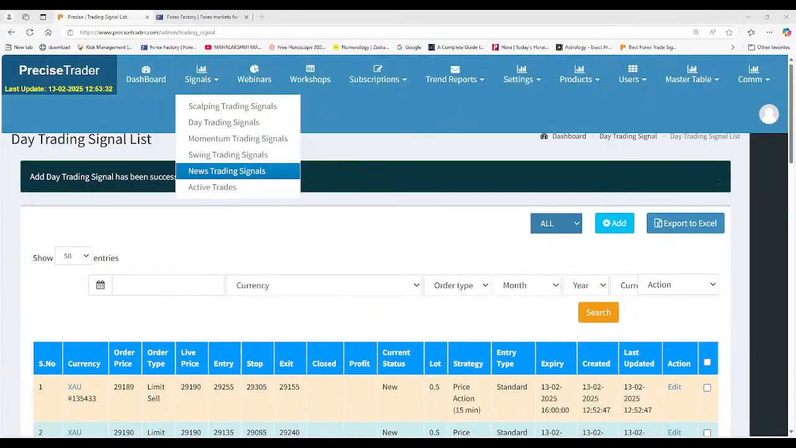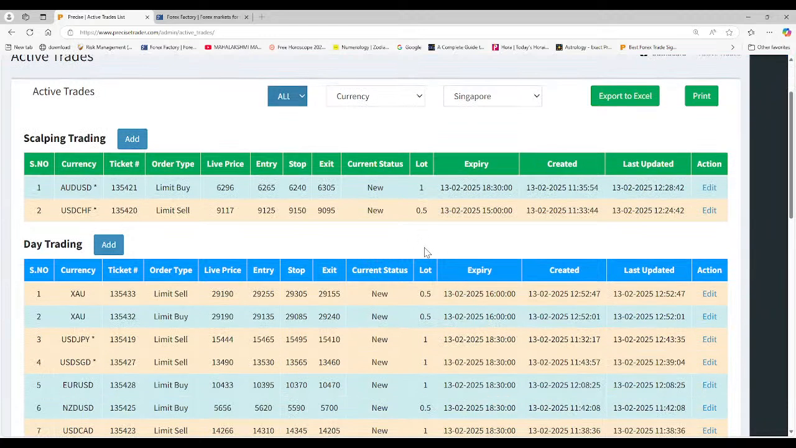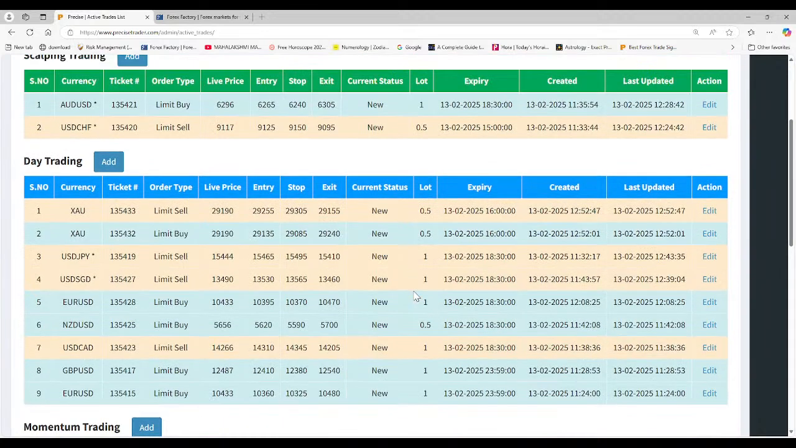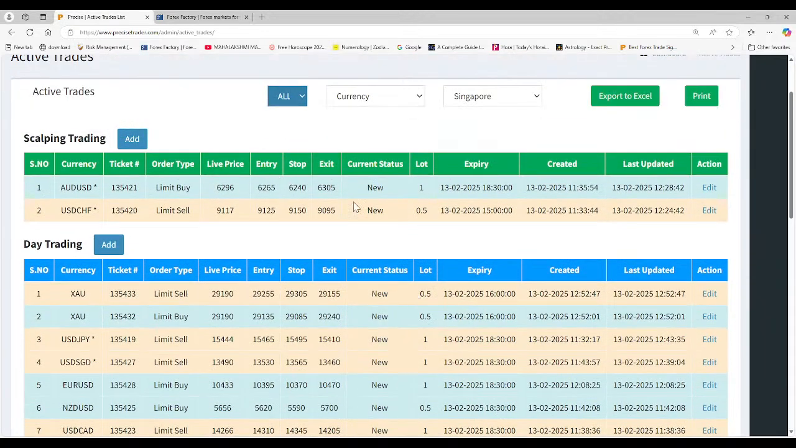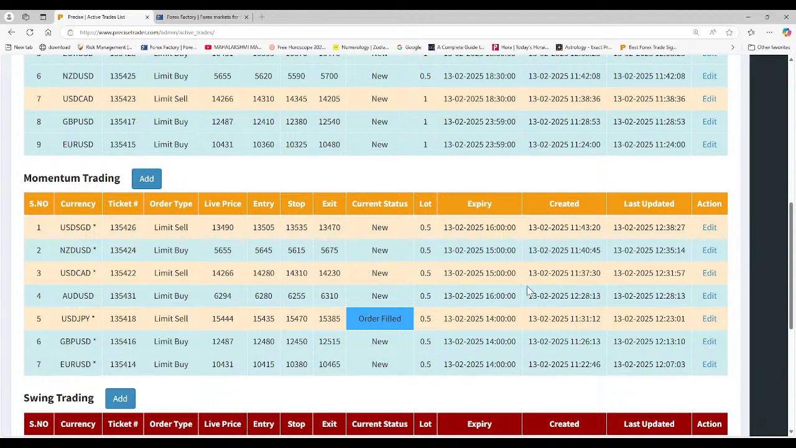Okay. So now, for those of you who came in late, you may want to take down all these signals. So this is scalping. We have two trades. Then day trading, we have a couple of trades. The main thing is momentum, because with momentum we are trying to enter near the market. So we're trying to sell dollar Sing, trying to buy New Zealand, trying to sell dollar CAD, Aussie, and so on and so forth.